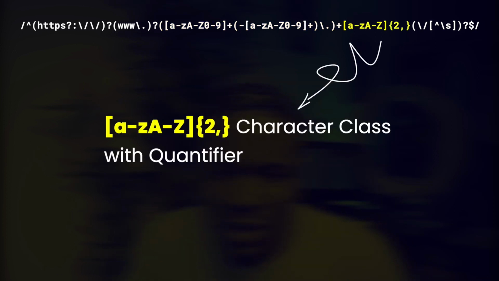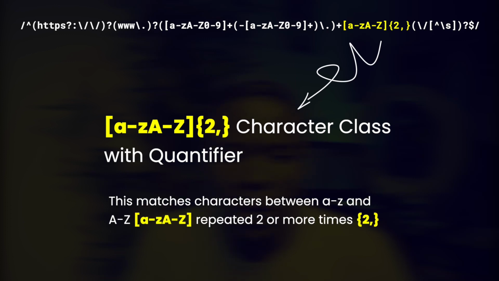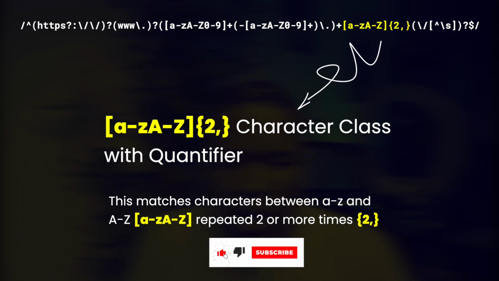Then at the end, we now have another character class of lowercase a to z, uppercase A to Z, and we have a quantifier with a minimum of 2, and there is no maximum, which means this character class will be repeated 2 or more times.